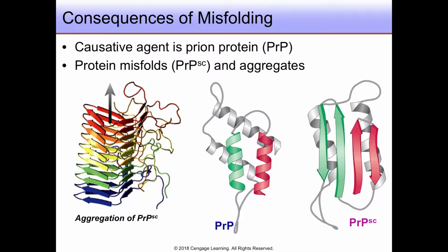With such a regular array of strands, perhaps you can see how easily these might aggregate into the structure illustrated on the far left. These are but practical examples of the extreme importance of proper protein folding.